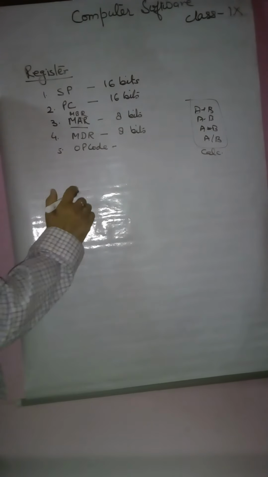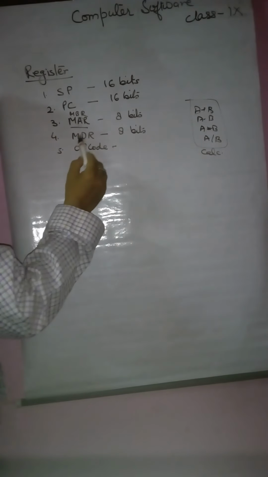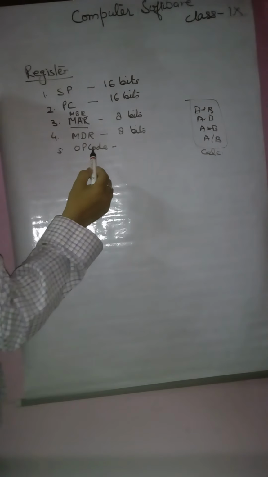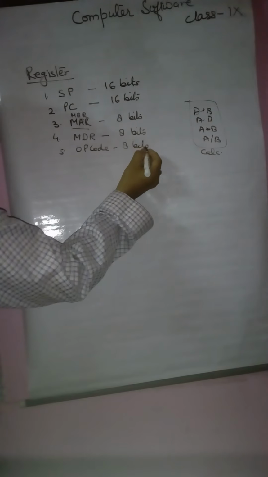Now next is OP code. OP code is the register which maintains the operators. So the address of A and B is stored in MBR, the value of A and B is stored in MDR, and this plus symbol is stored in OP code. So it is also of 8 bits.